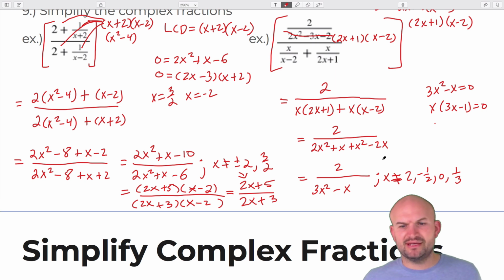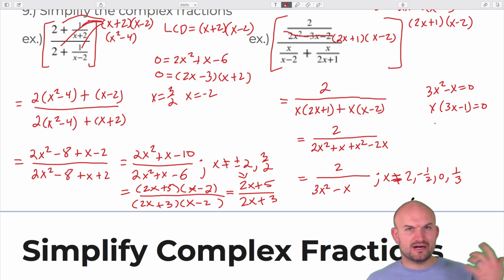Oh, well, I didn't really mean to do excluded values. But you can see here the excluded values are the original denominators, which is 2 and negative 1/2. But again, now once you get to your simplified answer, you also see that the excluded values are going to now include, I factor out an x, 0 and a positive 1/3.